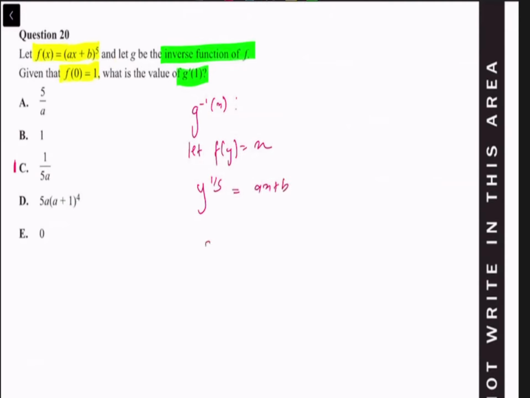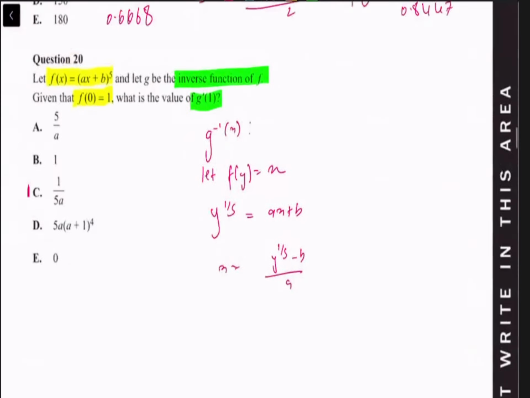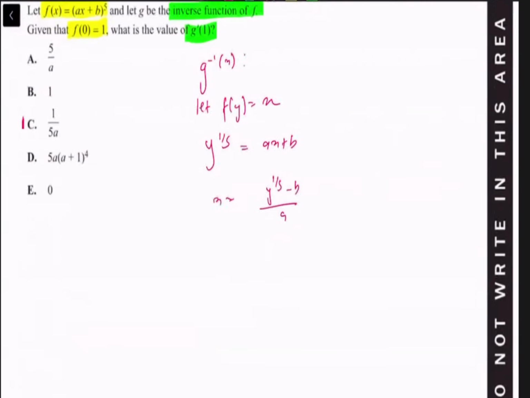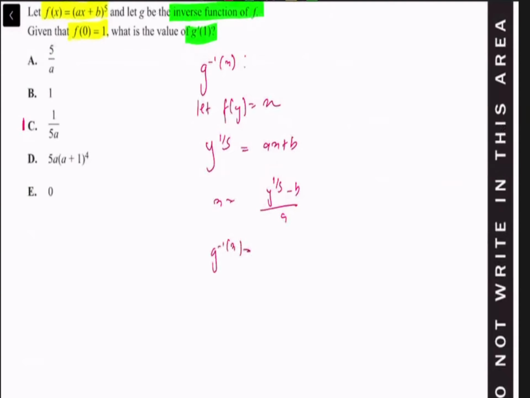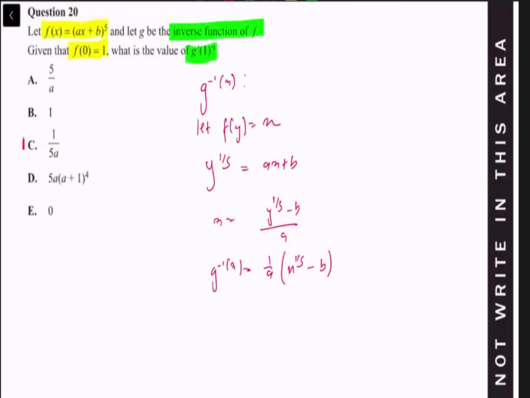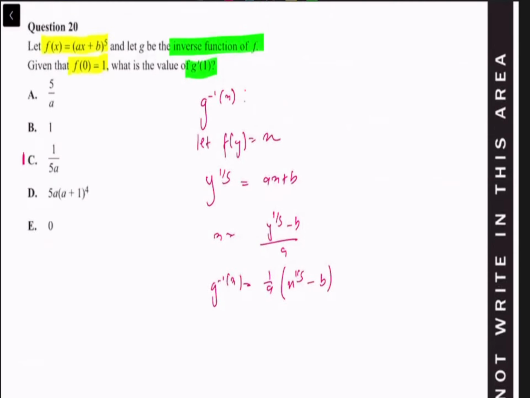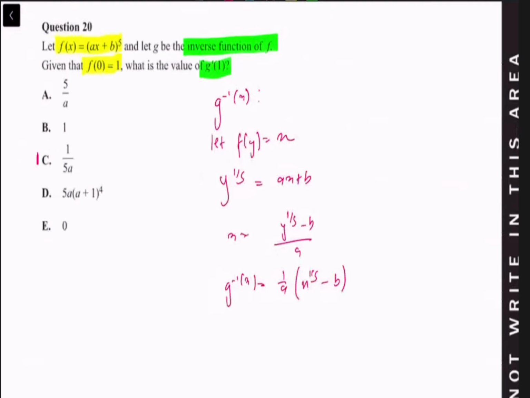So x plus b, so x is y to the 1/5 minus b on a. Sorry. So G inverse x is 1 on a, x to the 1/5 minus b. Yeah, you can see there's going to be a problem here because all of the answers don't have b in them, but you can see if you differentiate this and put something in here, it's going to have a b in it.